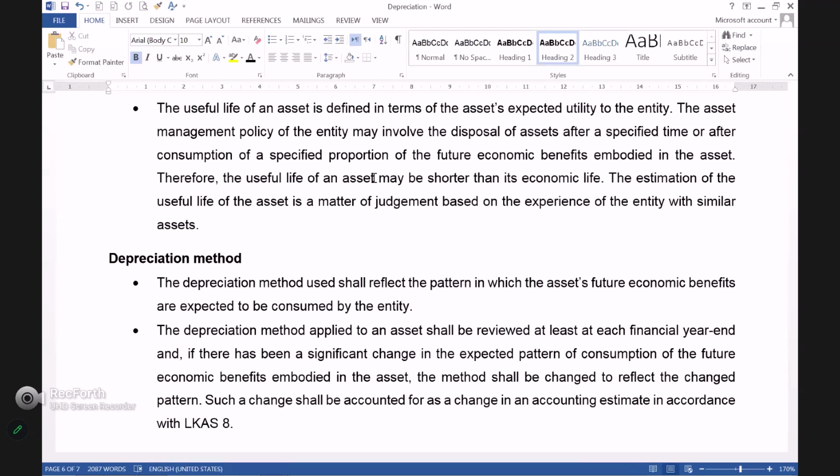This is talking about when you are calculating the depreciation for a particular property, plant and equipment, you have to follow a particular type of depreciation. It can be changed in between in some circumstances. For example, if you are using straight line depreciation for a particular machinery, suddenly you cannot change from straight line to the declining method. LKS 8 talks about accounting estimates.